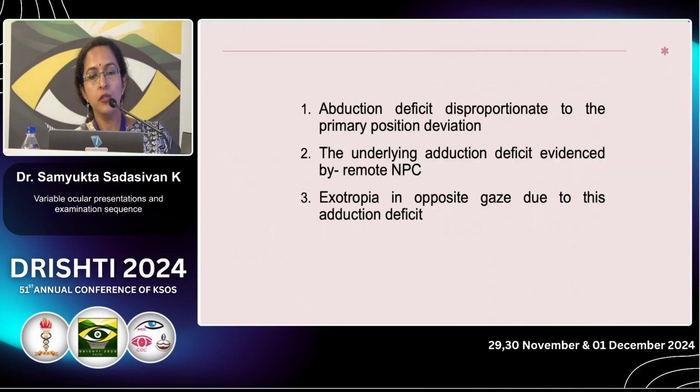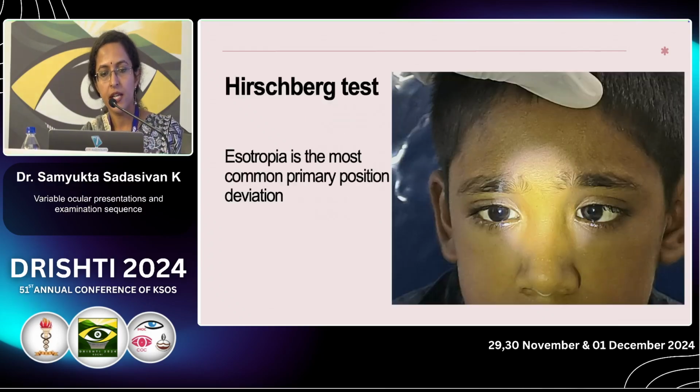Now, these are the notable features. Abduction deficit, which is disproportionate to the primary position deviation. And the underlying adduction deficit becomes evidenced by remote NPC. Another interesting feature is that an ESO-DRS may have an exotropia in the opposite gaze due to the underlying adduction deficit. So this is your screening Hirschberg test. The deviation can be an ortho-DRS, exo-DRS, or ESO-DRS. Esotropia is the most common primary position deviation.